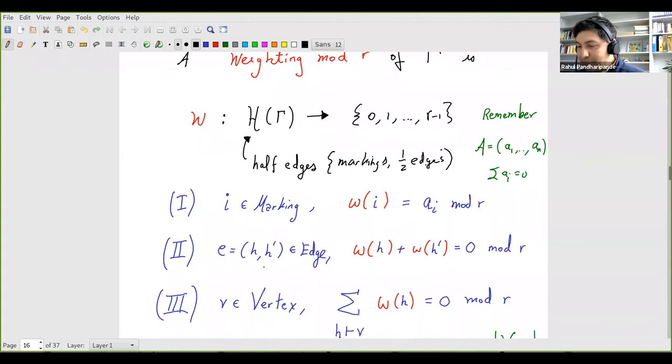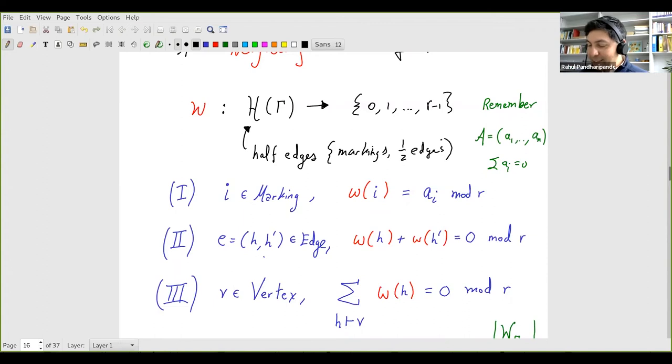It can't be any map; it has to have some properties. The properties are very simple, and in some sense they're kind of like tropical balancing properties. The first one is about the markings. If the half edge is a marking, the markings come from parts of A, and each part of A already has a number, a_i. The weighting on that marking has to agree with a_i, but it doesn't have to agree exactly, only mod r. It would be a little bit unfair to ask it to agree exactly because we only have r going from 0 to r minus 1.